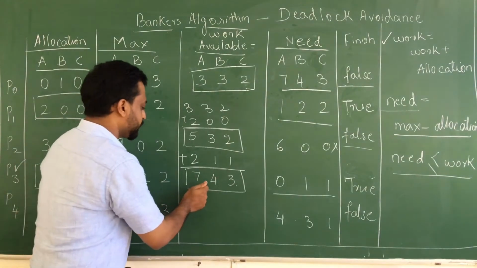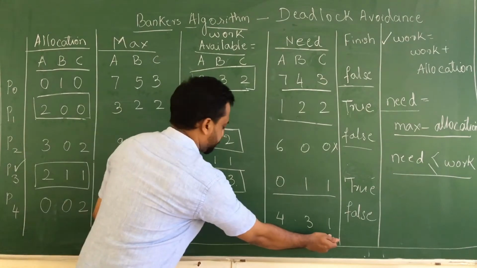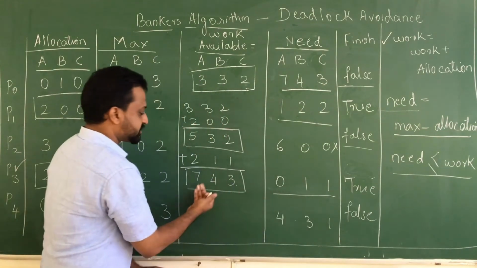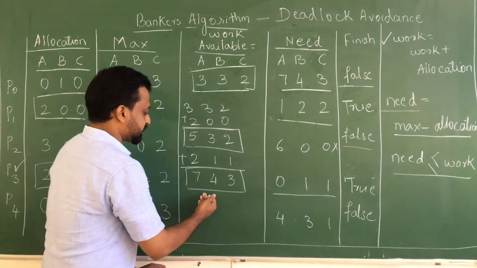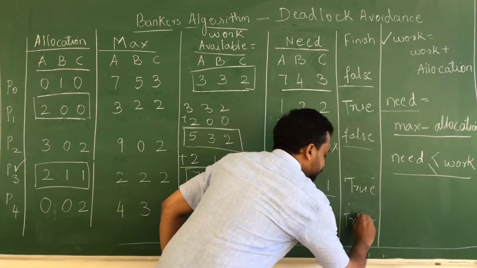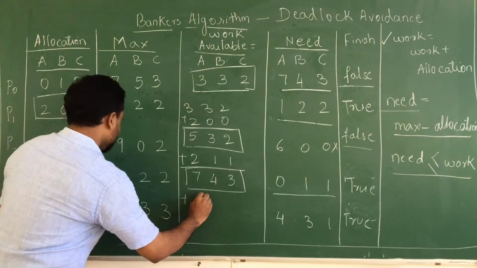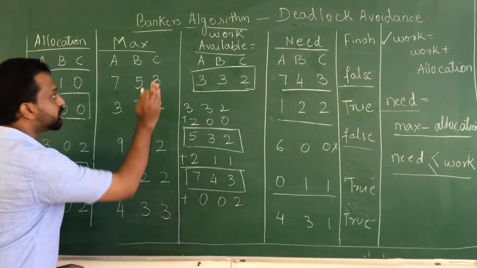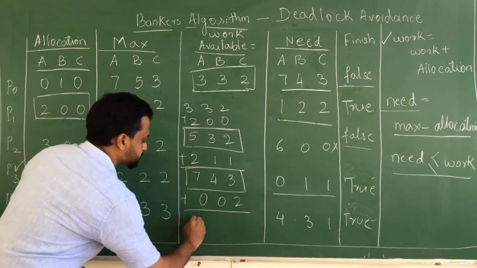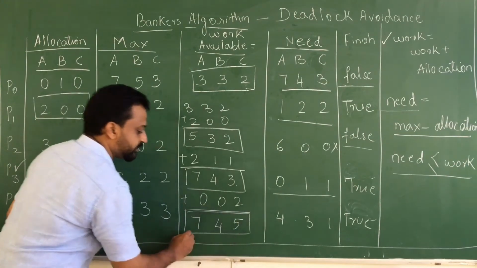This new work is compared with the next process P4. P4 has 002 as the resource allocation. Need is 431. Can I justify 431 with 743? Yes, I can satisfy, so false becomes true. Then allocation is added to the work. If I add, this becomes 7, 4, 5. The new work is 745.